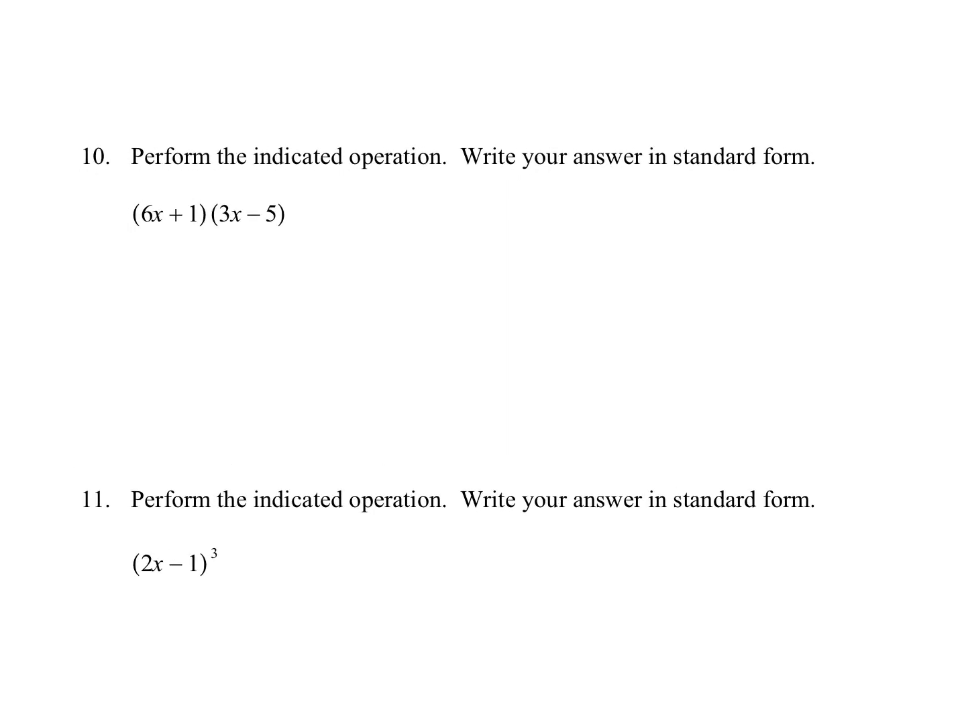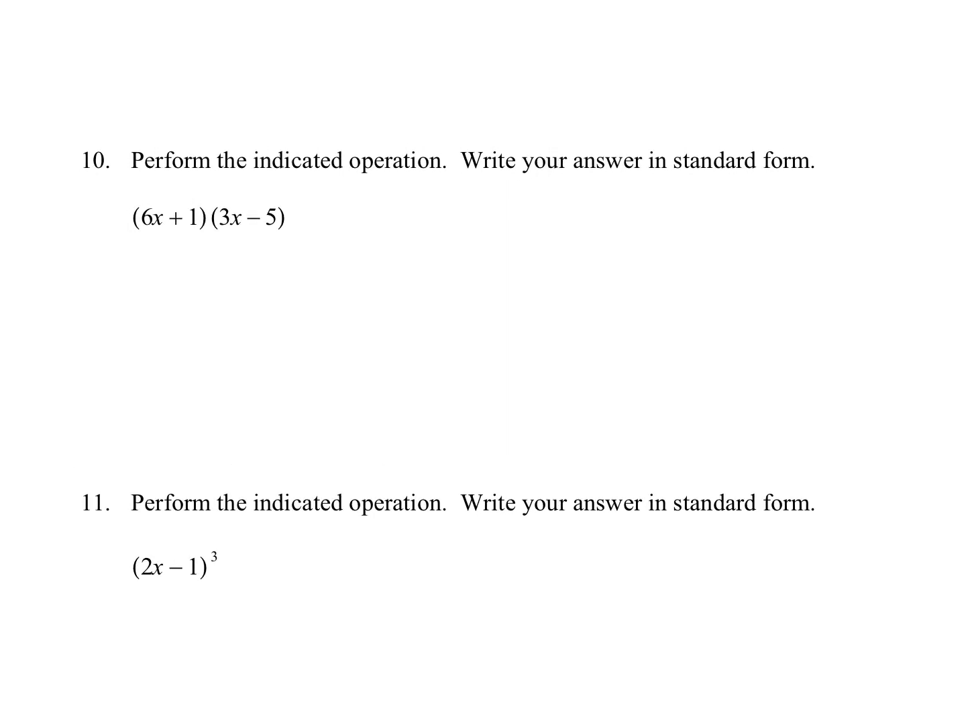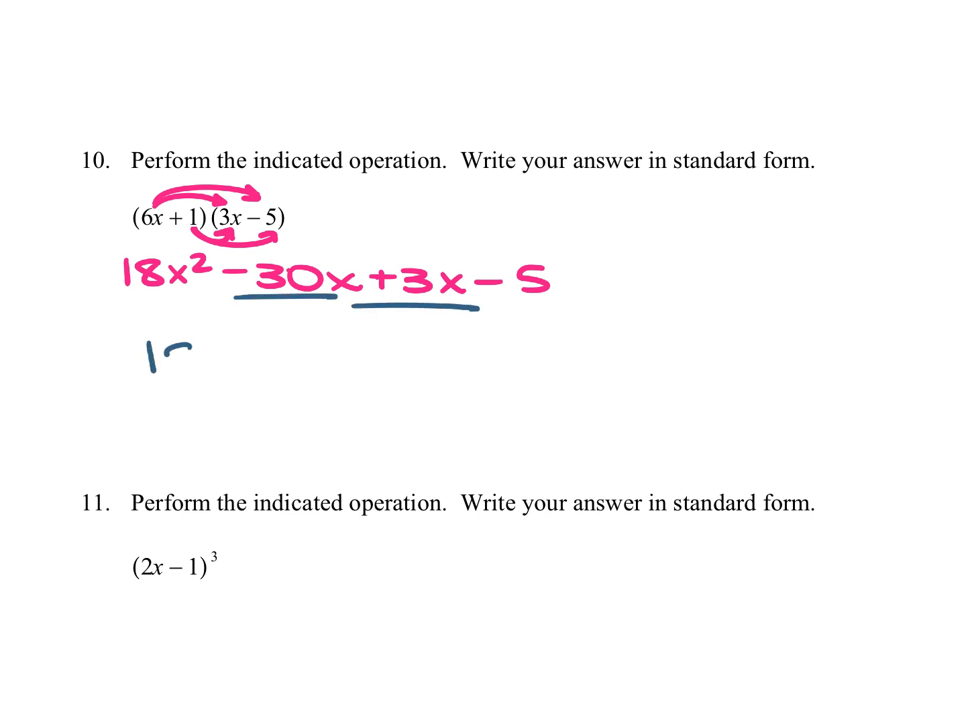For 10, we're multiplying these two binomials. So 6x times 3x is 18x squared. 6x times negative 5 is negative 30x. 1 times 3x is 3x. And 1 times negative 5 is negative 5. Combine your like terms, and that's 18x squared minus 27x minus 5.